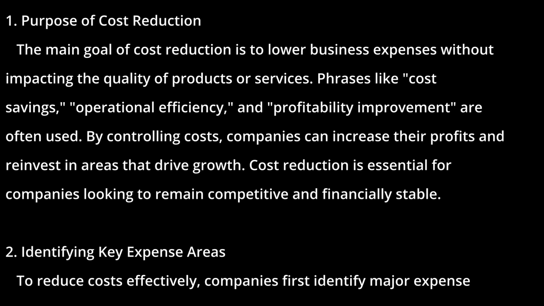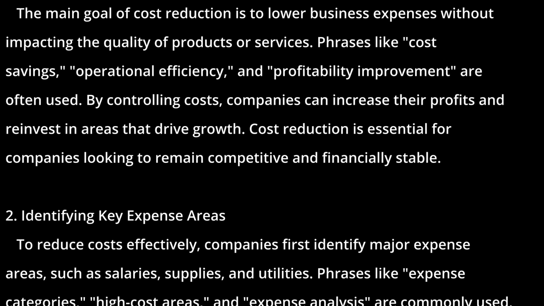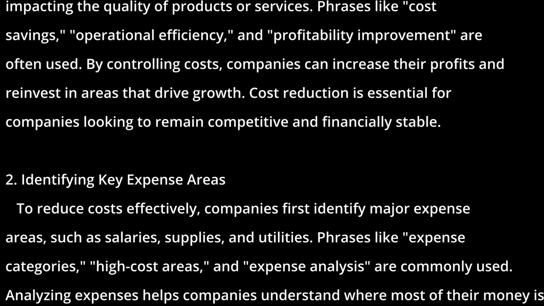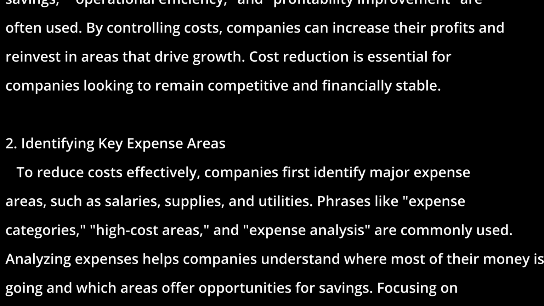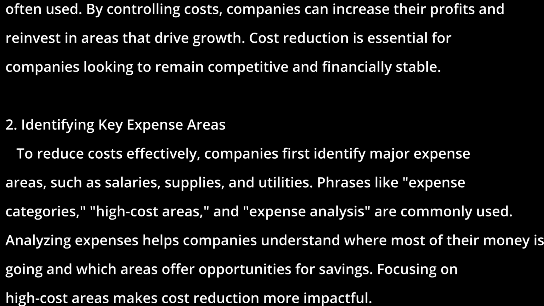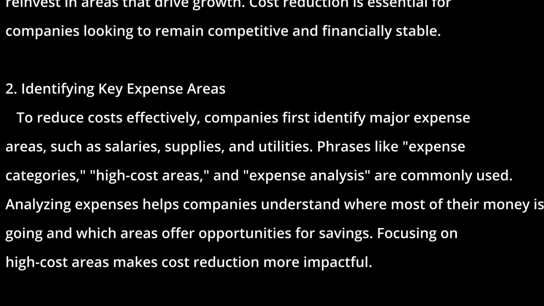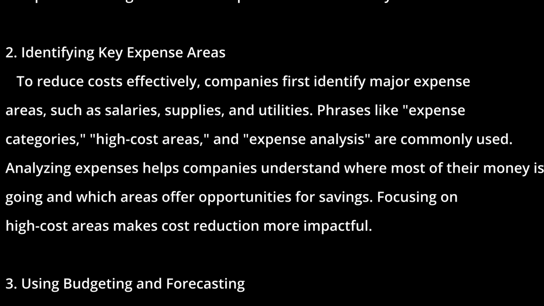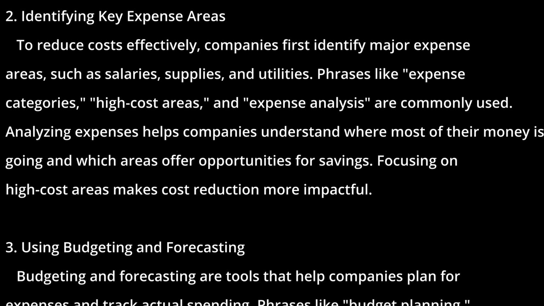2. Identifying key expense areas. To reduce costs effectively, companies first identify major expense areas, such as salaries, supplies, and utilities. Phrases like expense categories, high-cost areas, and expense analysis are commonly used. Analyzing expenses helps companies understand where most of their money is going and which areas offer opportunities for savings. Focusing on high-cost areas makes cost reduction more impactful.